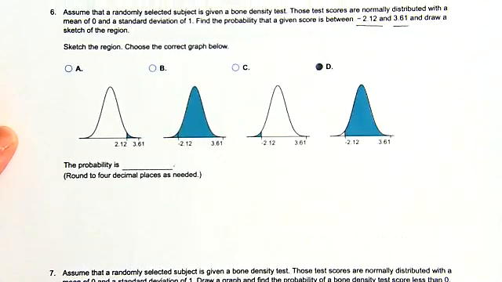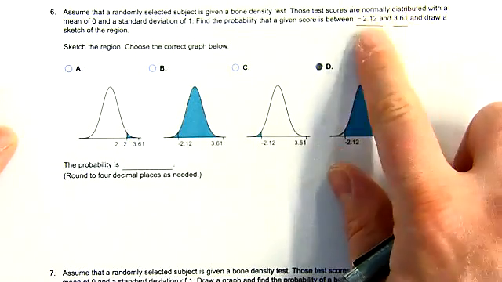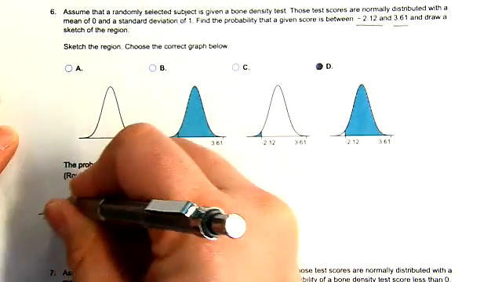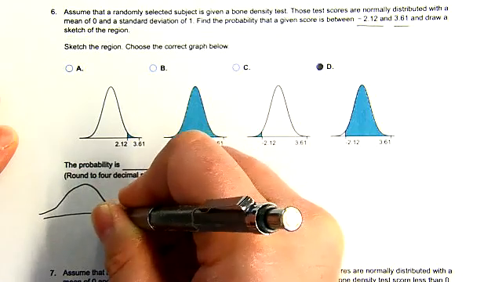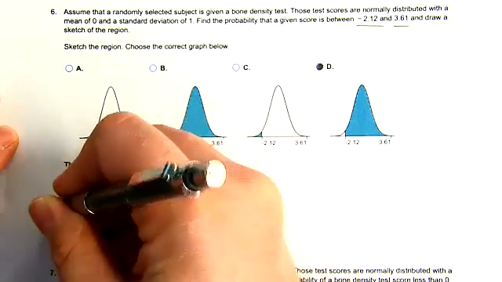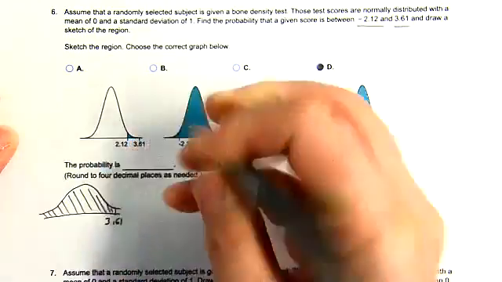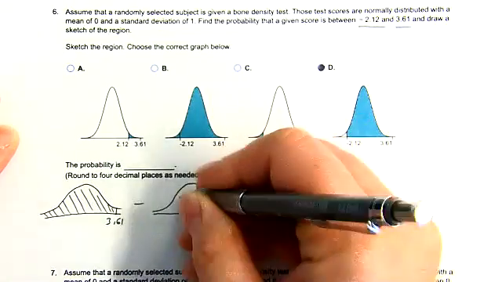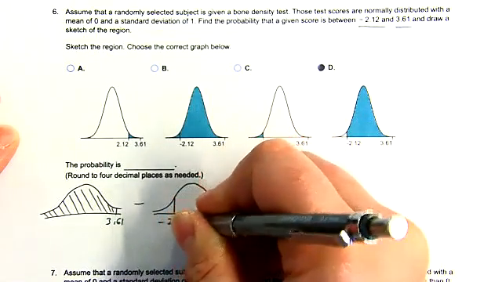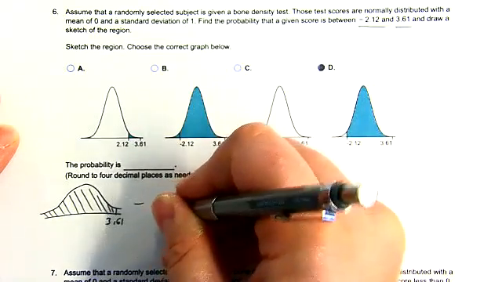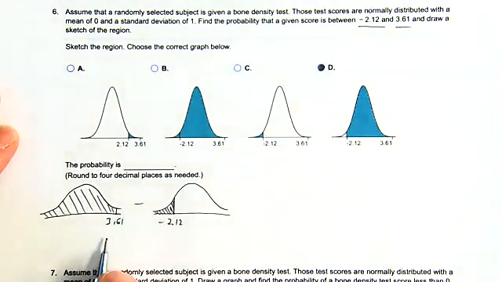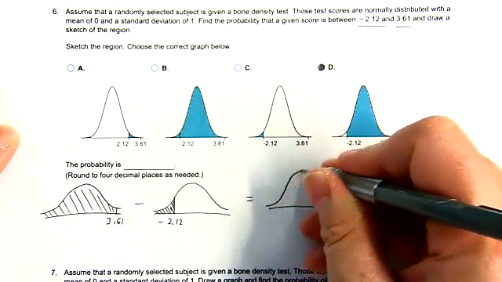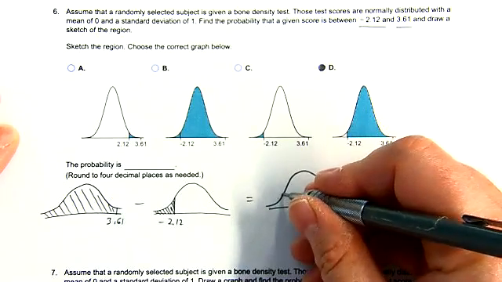And just like before, we're going to take the area of the bigger number minus the area of the smaller number. So we're going to take 3.61 and get all of this, and then subtract out minus 2.12, which would be all of this. Again, it's always areas to the left of these lines, and that should give us the area we care about, the area in between these two.